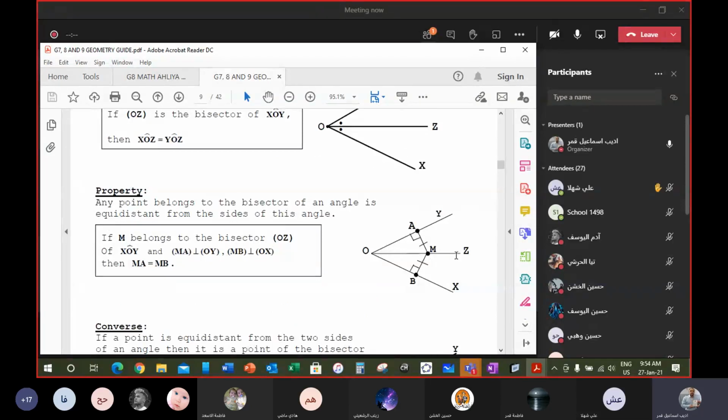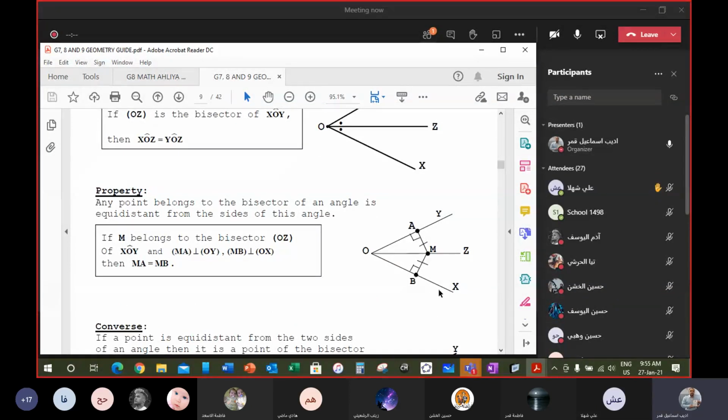OZ is the bisector of angle XOY. M belongs to OZ, then M is equidistant from OY and OX. Equidistant means that the distance from M to OY, which is the perpendicular from M to OY, is equal to the perpendicular from M to OX, which is MB. Then we say that MA is equal to MB.